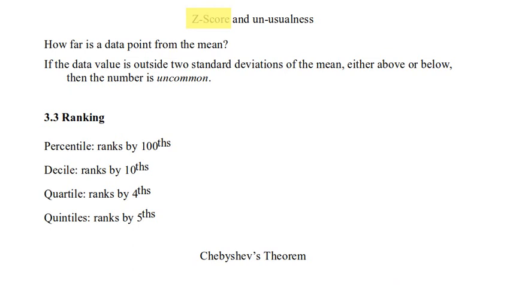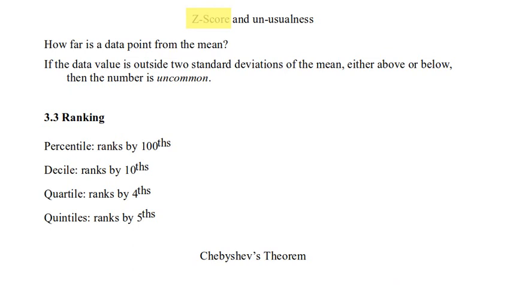If the data value is outside 2 standard deviations of the mean, that is, the z-score is either 2 or negative 2, then we say that the number is uncommon. So a z-score of 3 would be outside of that. So outside meaning out in those tails. To the right of 2 standard deviations to the right, to the left of 2 standard deviations to the left.